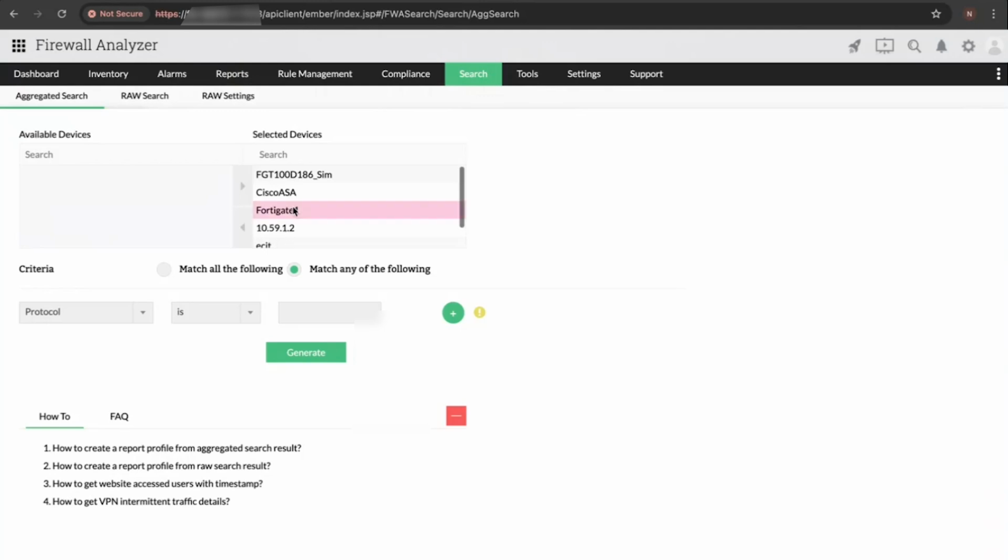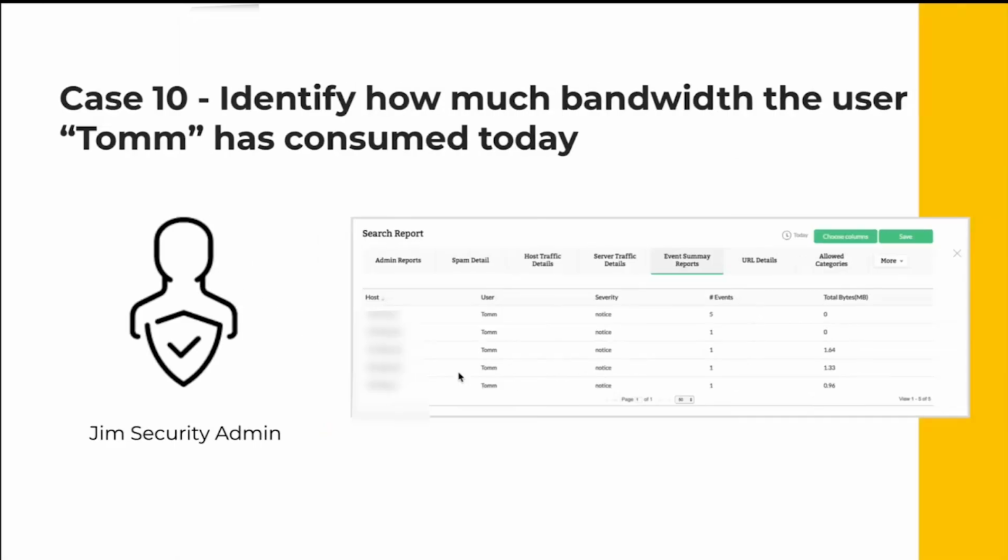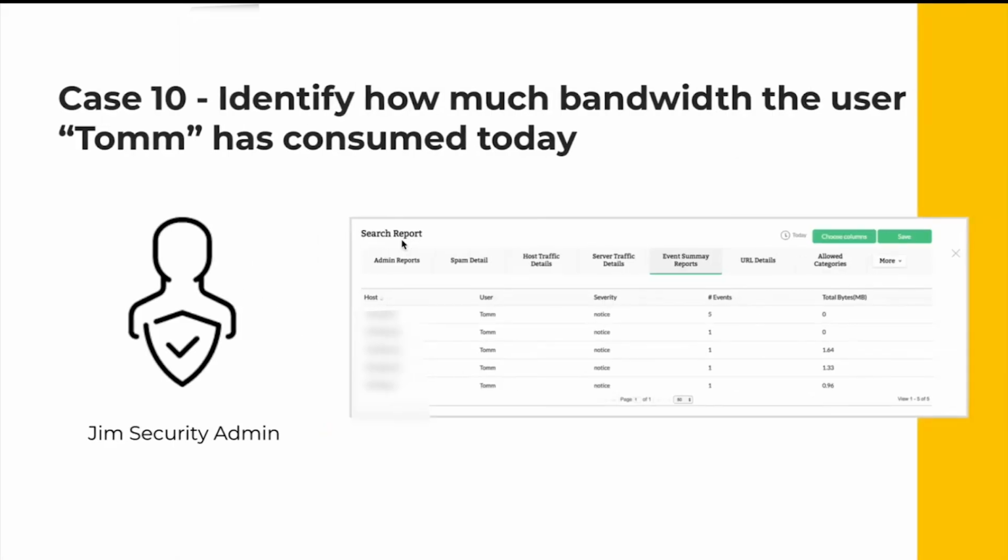So you click on the FortiGate device, you click on the criteria, the protocol of it, and this, and you click on Tom. So you give a name here, and you click on generate. And once you click on generate, this is how the search report looks. Here you have the admin reports, spam detail, host traffic details, server traffic details, event summary reports, URL details, etc. So Jim has the ability to track a specific user by using Firewall Analyzer.